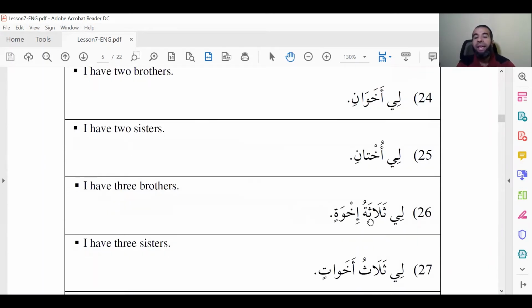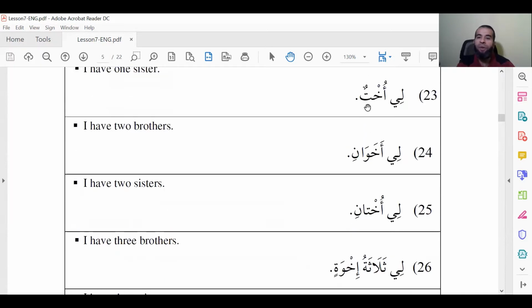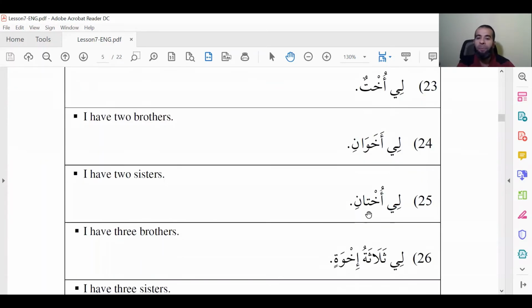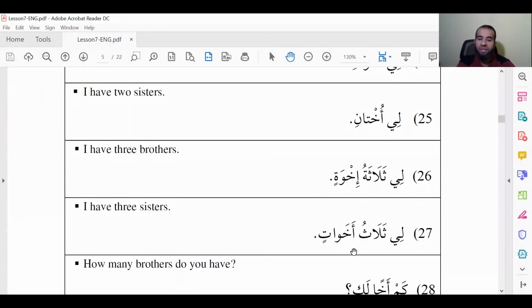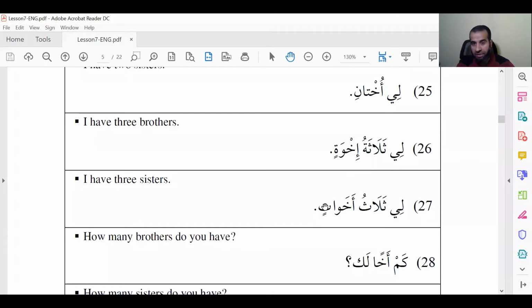لي ثلاثة إخوة. Look at this wow as well. So إخوة is the plural of أخ إخوة. لي ثلاثة إخوة, and for sisters لي ثلاث أخوات. I have three sisters. So three brothers ثلاثة إخوة, and three sisters ثلاث أخوات.